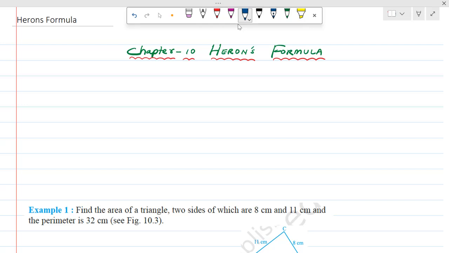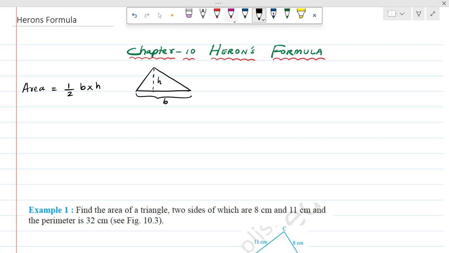Generally, what is the area of this triangle? This is a triangle you have. Here we will have a height and this is the base. When the height and base are given, the area of the triangle is given by half into h into b, the base into height.